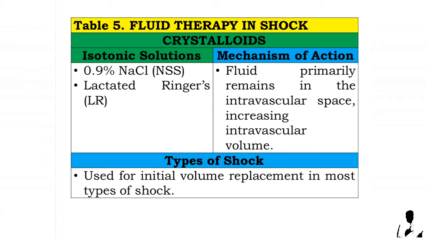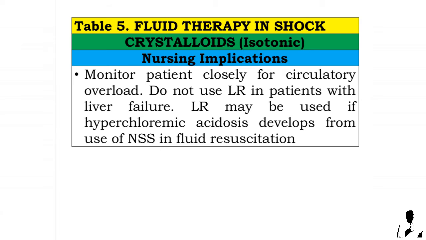This type of fluid primarily remains in the intravascular space, increasing intravascular volume, and is used for initial volume replacement in most types of shock. You should monitor the patient closely for circulatory overload, and do not use LRS in patients with liver failure. LRS may be used if hyperchloremic acidosis develops from use of NSS in fluid resuscitation.